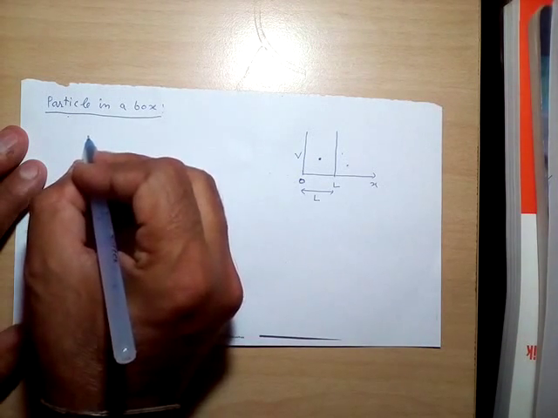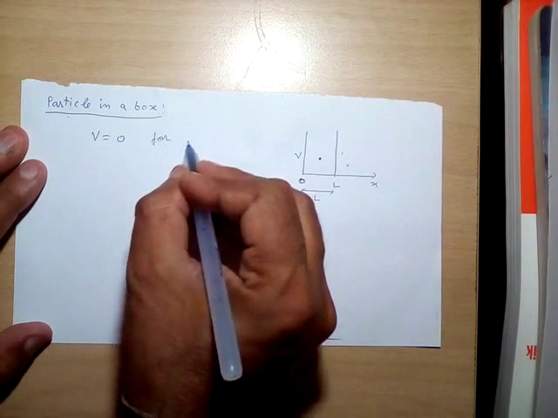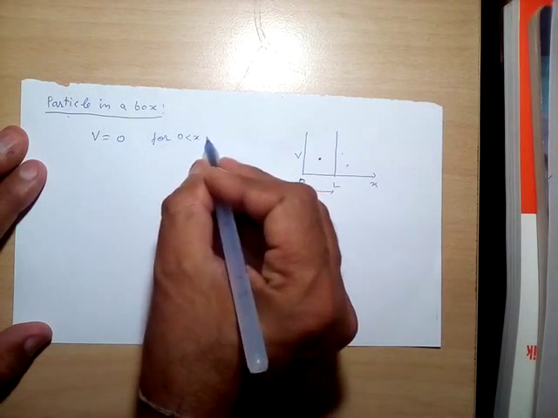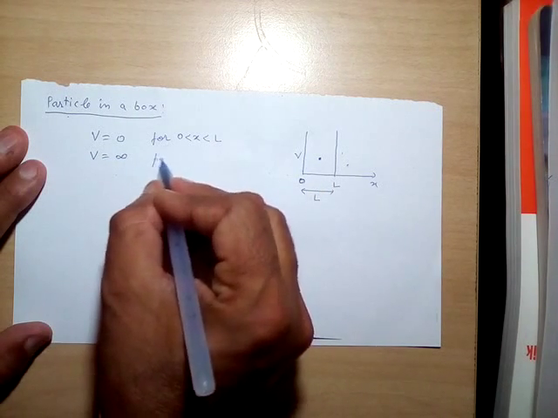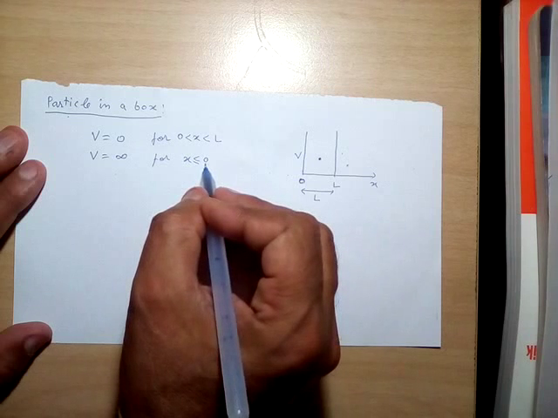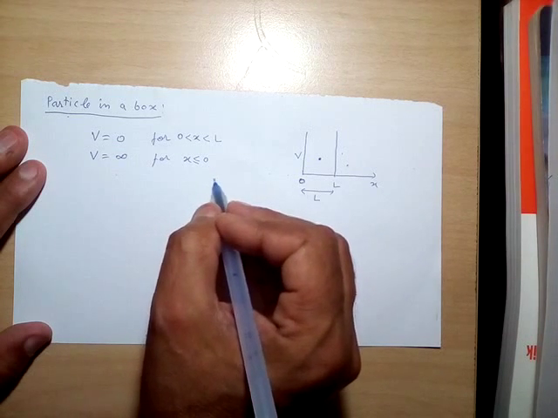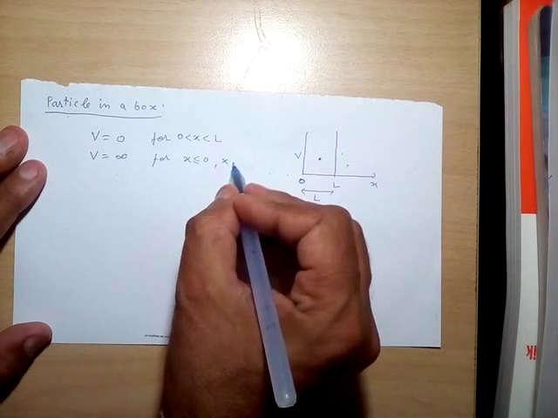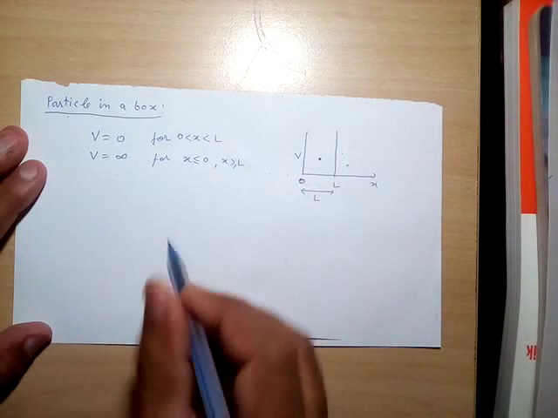That is, V is 0 for x greater than 0 and less than L, and V is infinite for x less than or equal to 0 and x greater than or equal to L. So you can say these are the boundary conditions.